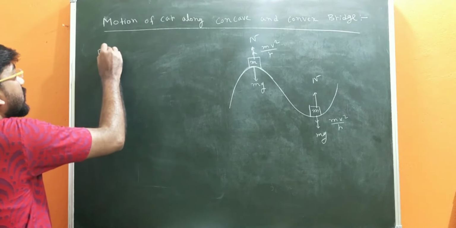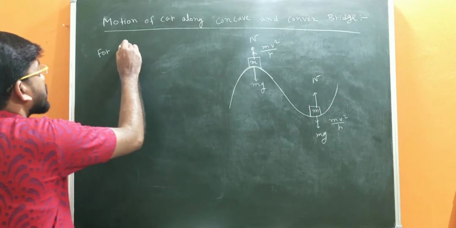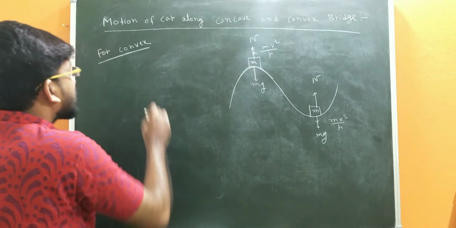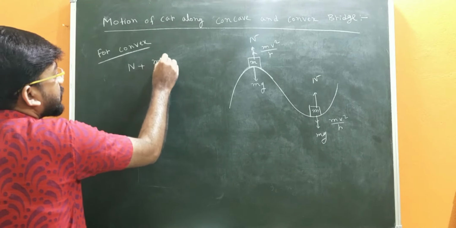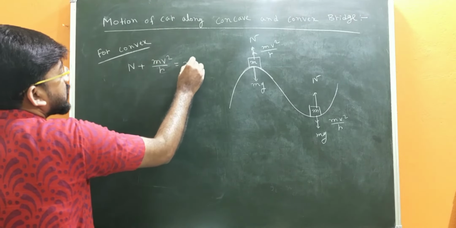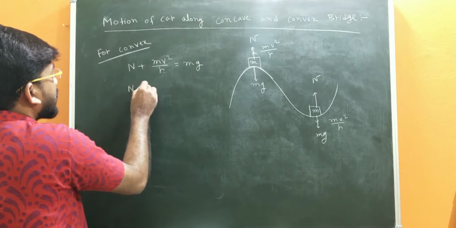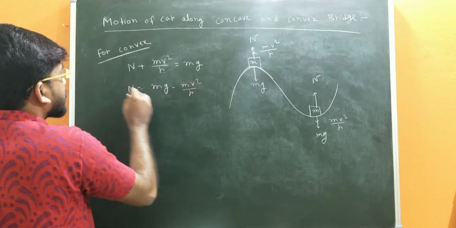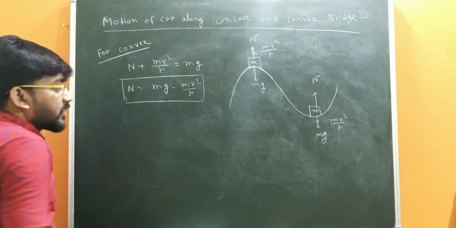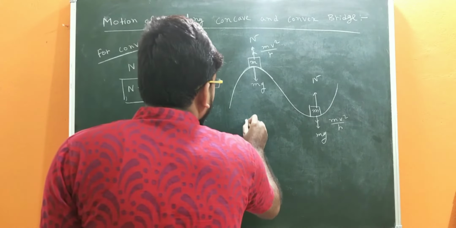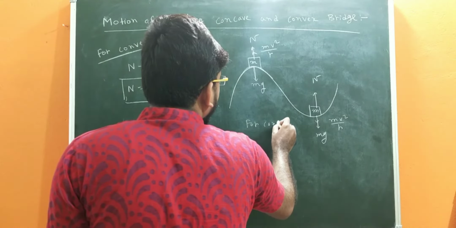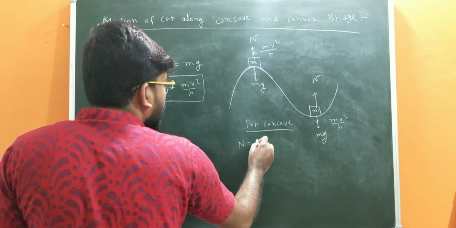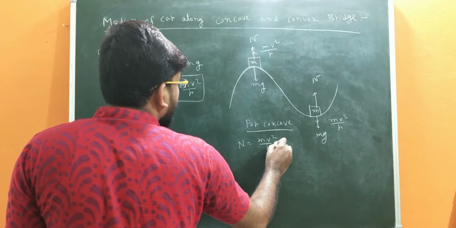First let me discuss the convex case. For the convex bridge, you can see N plus mv square by r is equal to mg, so N is equal to mg minus mv square by r. This is the normal reaction. But for the concave bridge, for the concave situation, N is equal to mv square by r plus mg.